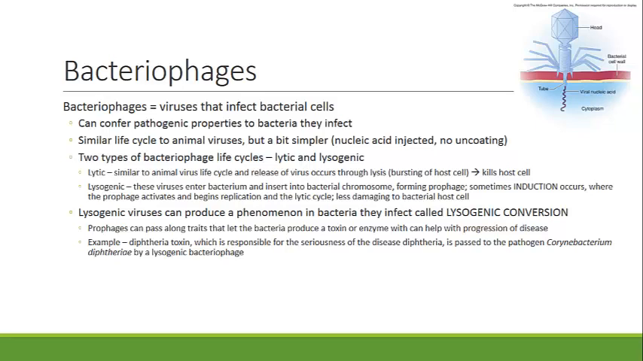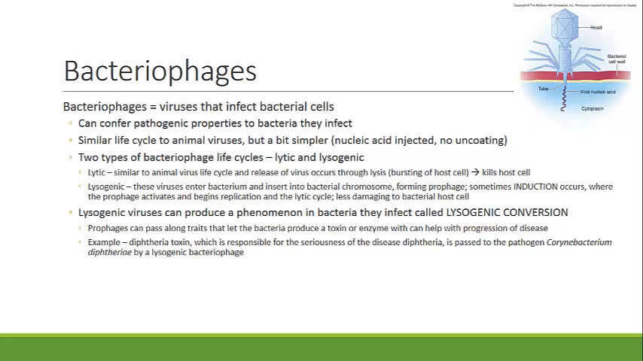Now, the lytic cycle is extremely similar to the animal virus life cycle, and the release of the virus occurs through lysis, bursting of the host cell, which then kills the host cell. The lysogenic cycle is a little bit different. What happens in the lysogenic cycle is that the viruses enter the bacterium, they insert into the bacterial chromosome, forming a prophage. Sometimes we have induction occurring, which is where the prophage activates and begins replication, and then the lytic cycle occurs. And this is less damaging to the bacterial host cell than the lytic cycle is.